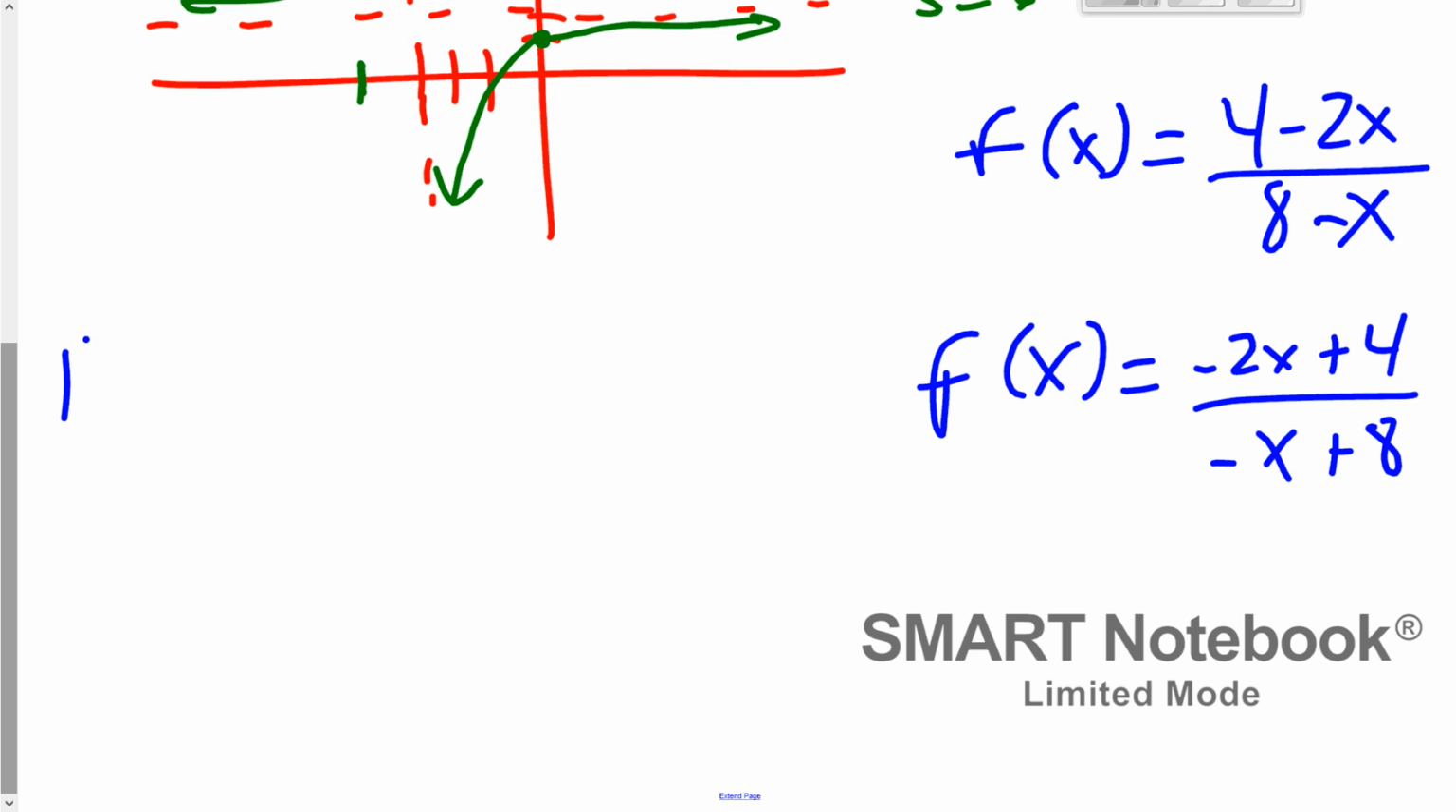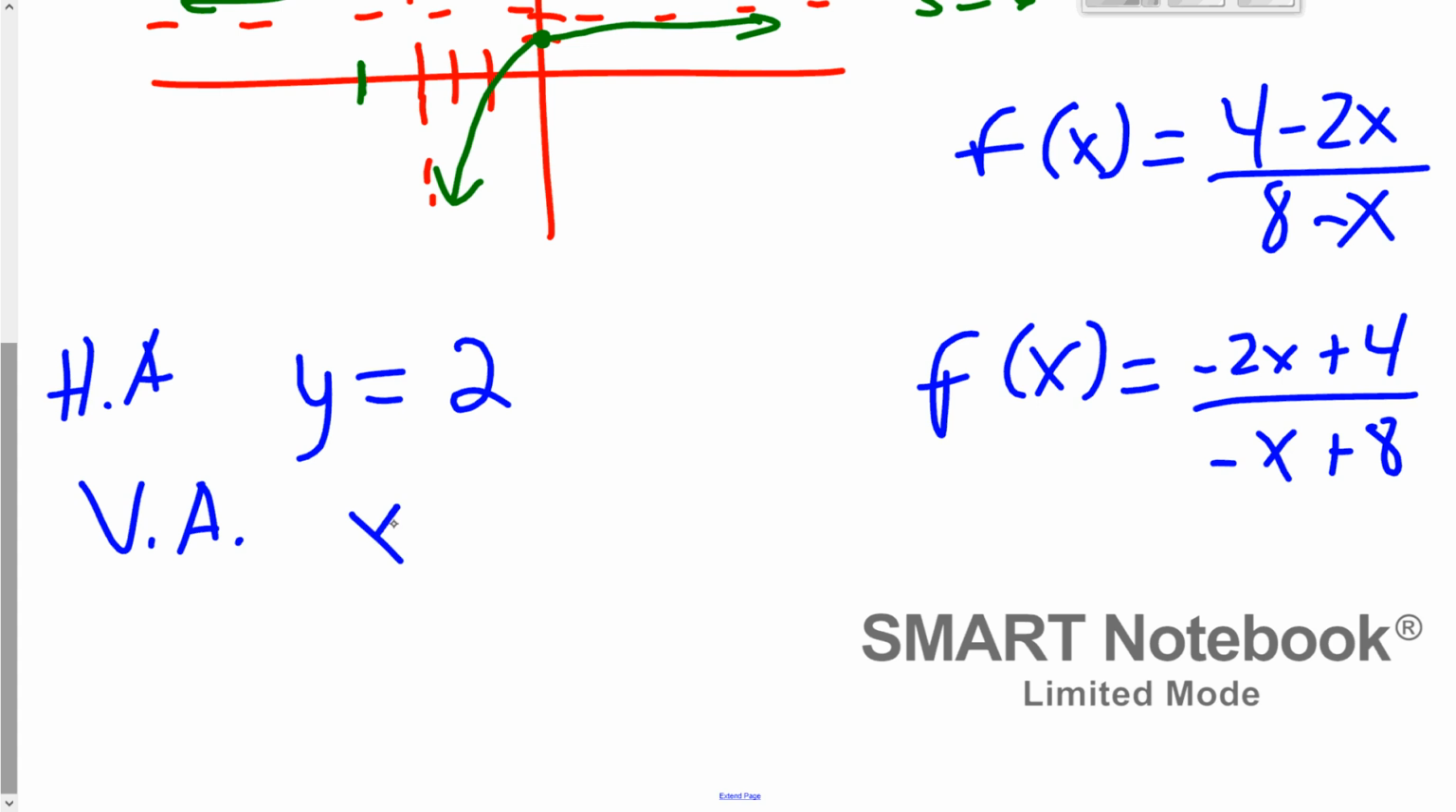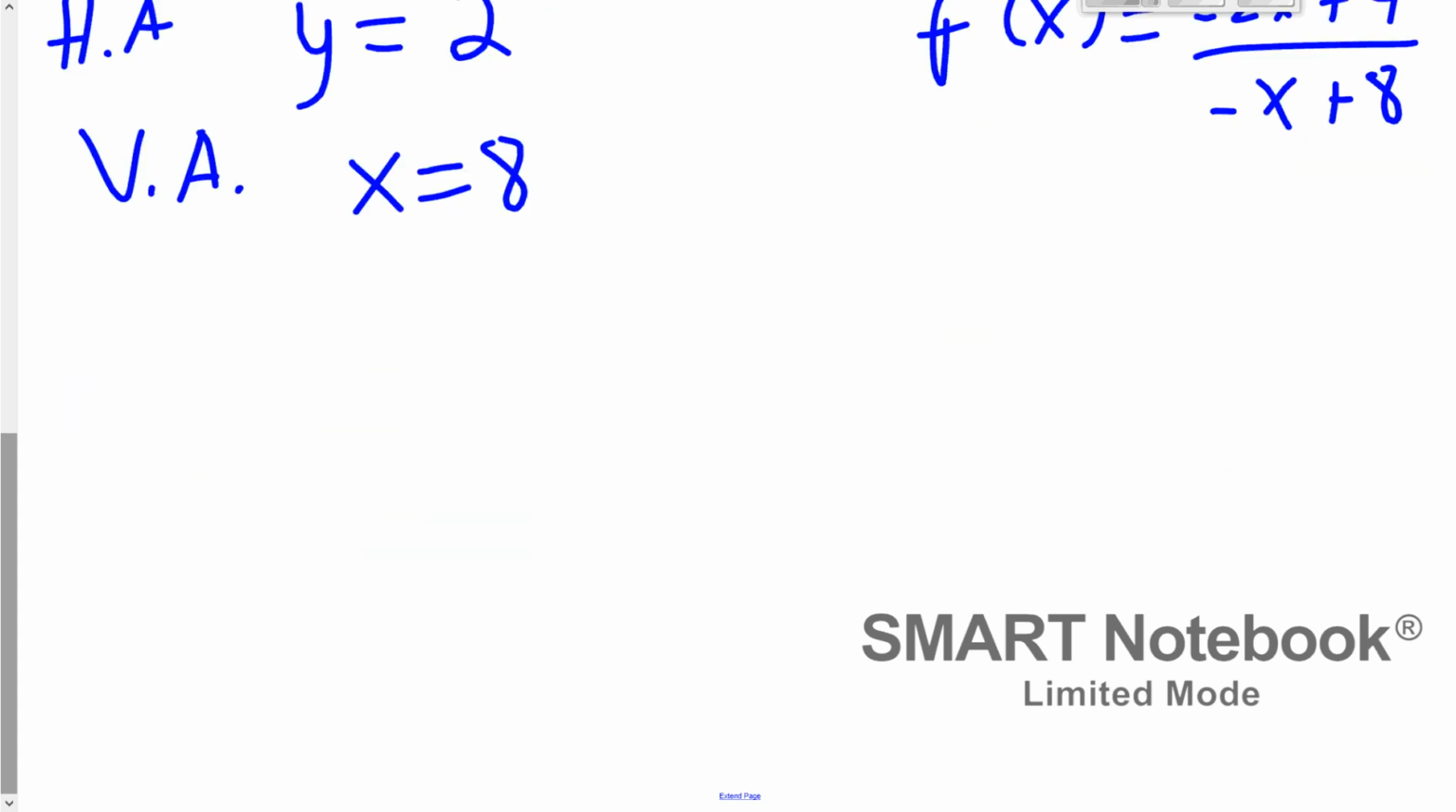So then I can look at my horizontal asymptote. These are both the same degree, so it's going to be lead coefficient over lead coefficient. So again, it's y equals 2. My vertical asymptote, see if you can factor first. Can't factor anything out of both of them, right? So we just take the denominator, set it equal to 0, and we get x is equal to 8, right? So x is equal to 8. Then we can go ahead and graph those on a graph.